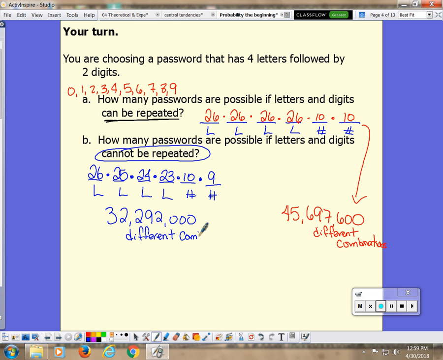So when I say combinations, I mean you've got 32,292,000 different passwords you could possibly have. So instead of saying different combinations, you could have written 32,292,000 possible passwords. Okay?